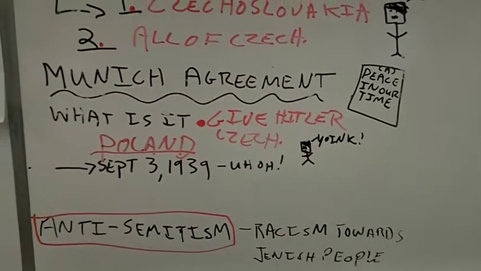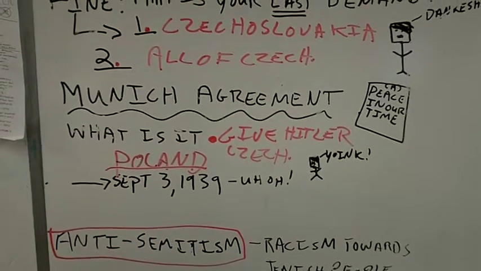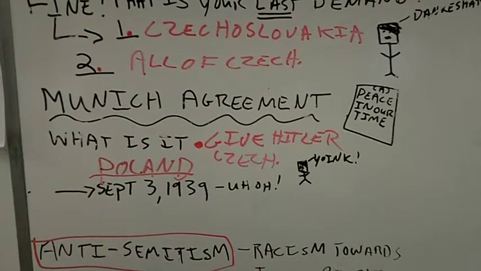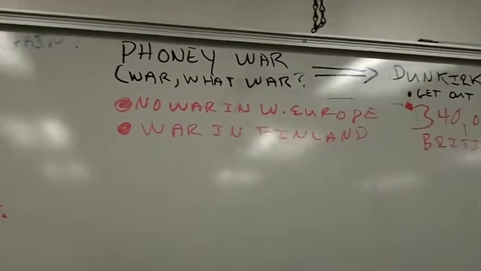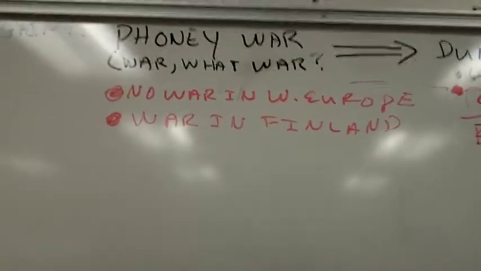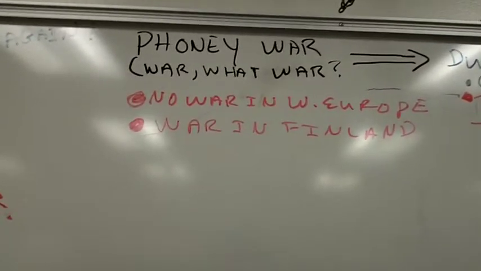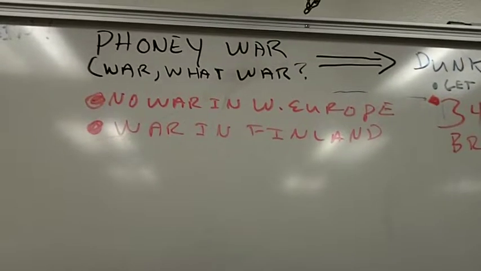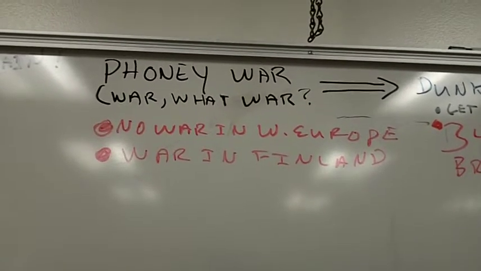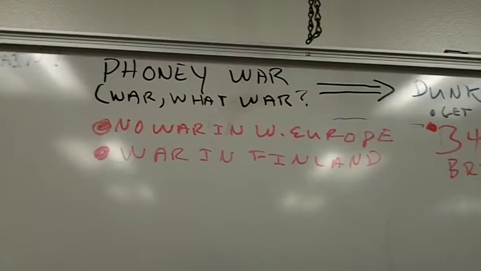So the war starts with the invasion of Poland on September 3rd, 1939, but there's not actually much fighting going on. There's something called the Phoney War, a period where there's no war in Western Europe. Now, it's not true that there's no war. It's a Western Europe-centric view, because there was war going on in Finland. To tell a Finnish person there wasn't war going on would be quite upsetting to them.